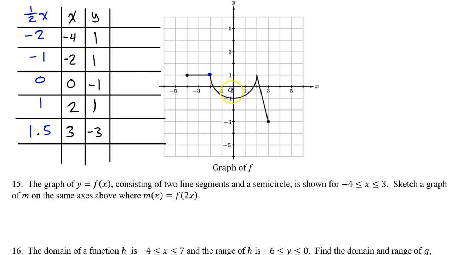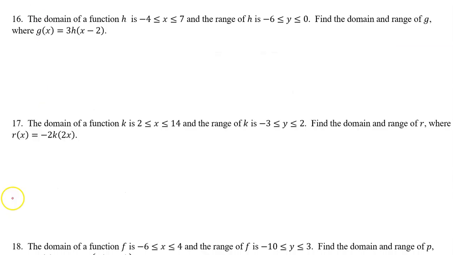-1, 1. 0, -1 is still in the same spot. 1, 1 is going to be right here, and 1.5, -3. So over 1.5 and down 3. So m of x will look something like this, and we can easily see the horizontal dilation by a factor of 1/2.